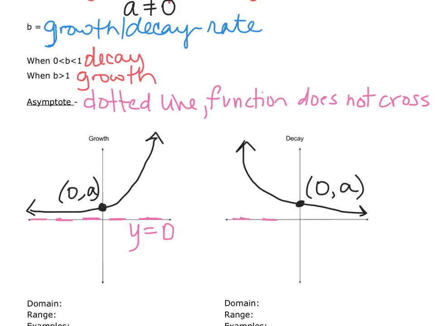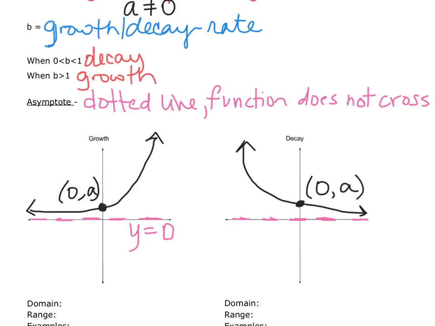And it's going to get closer and closer and closer to that asymptote. It never touches it. So it's going to look like it's straight, but it's actually decreasing just a tiny, tiny bit. So it's decreasing so slowly that we can't see it on the graph.